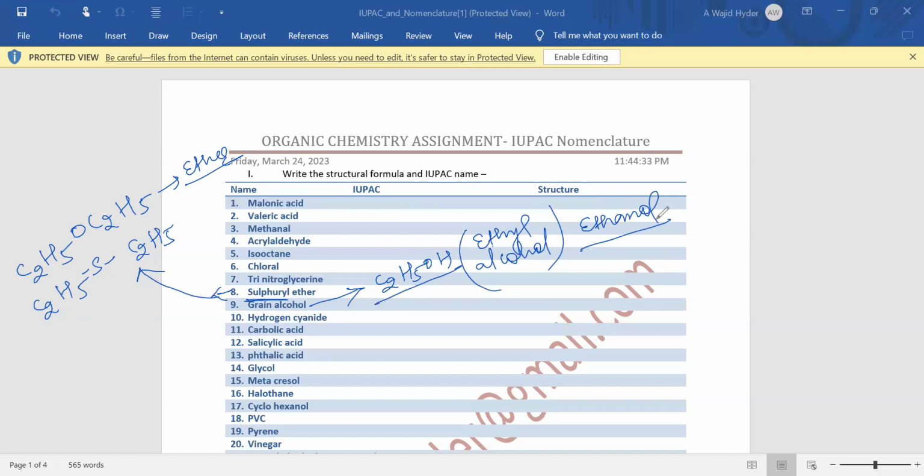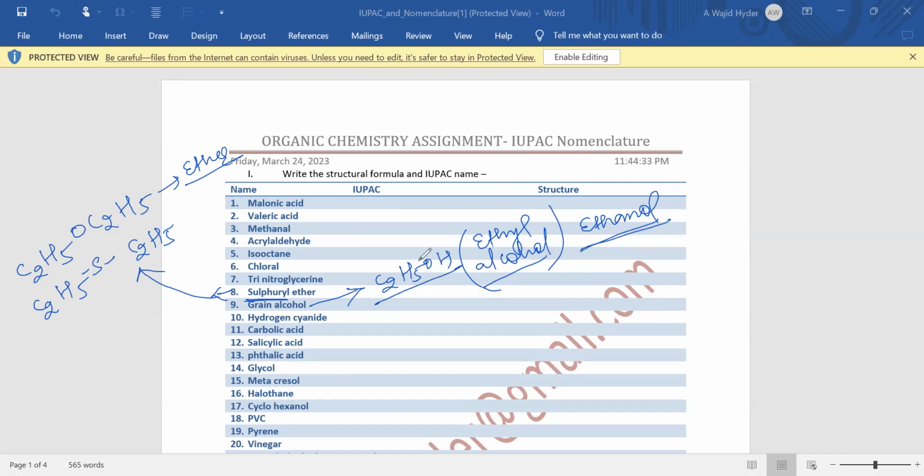The IUPAC name is ethanol. From grains, from malt, from barley, you can obtain this alcohol by fermentation. That is why it is called grain alcohol.